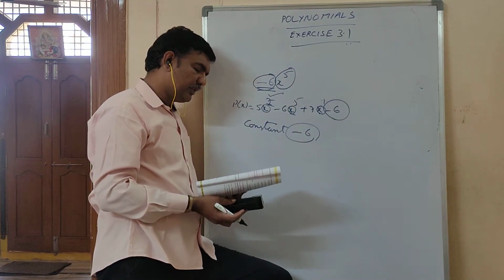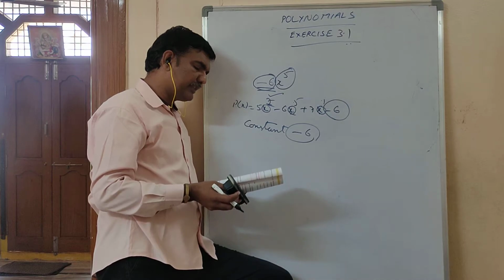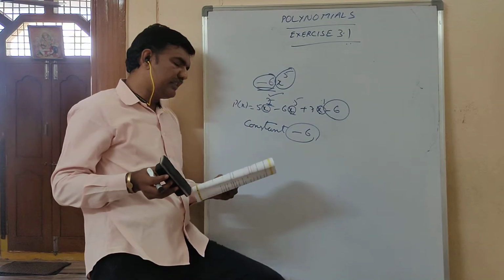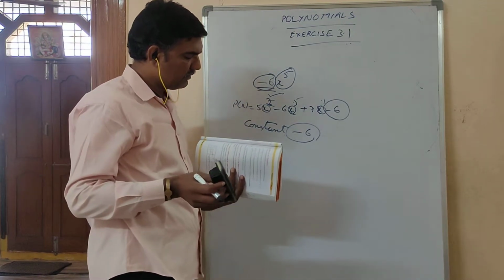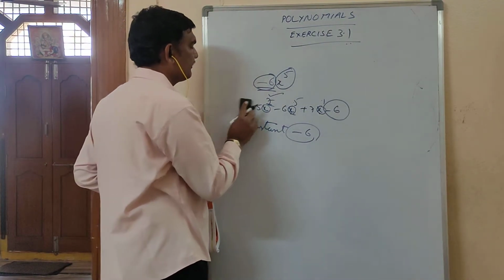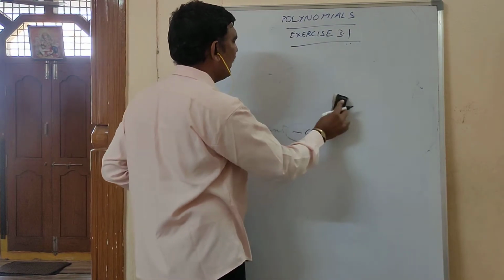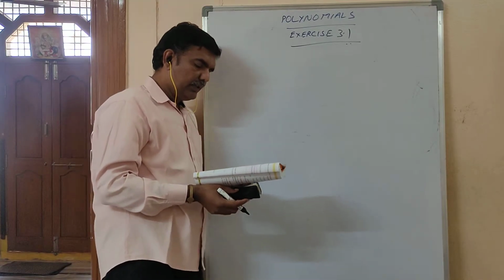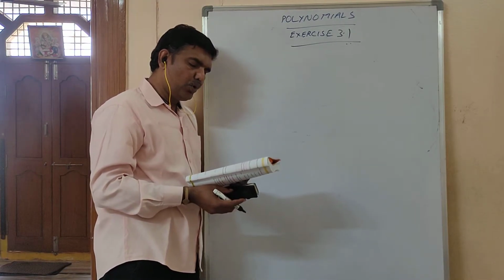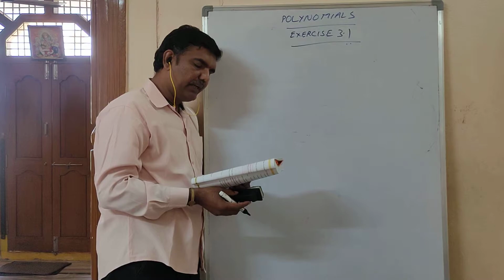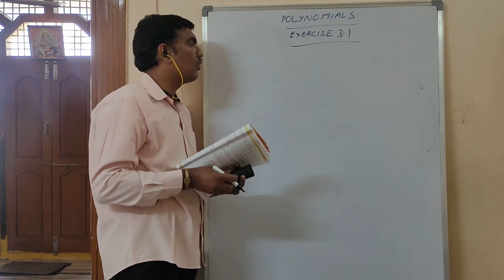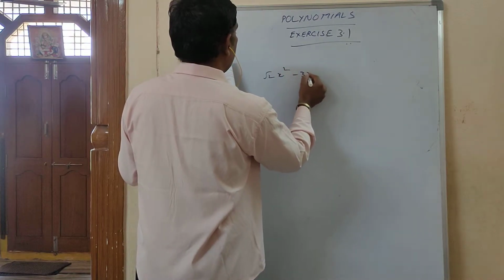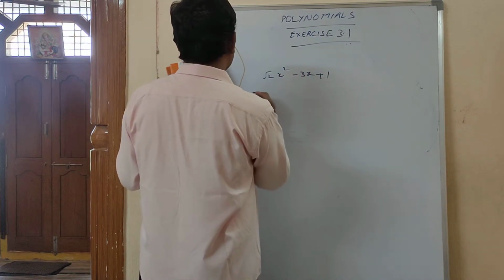Next, second question. State which of the following statements are true and which are false. Give reasons for your choice. So simply true or false. He is asking true or false. The degree of the polynomial root 2x square minus 3x plus 1 is root 2. So here root 2 x square minus 3x plus 1.